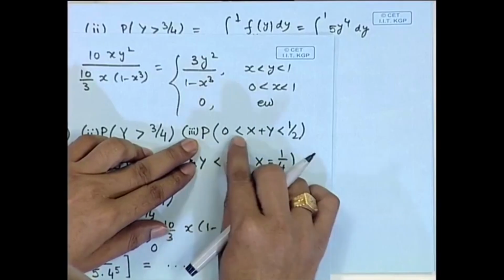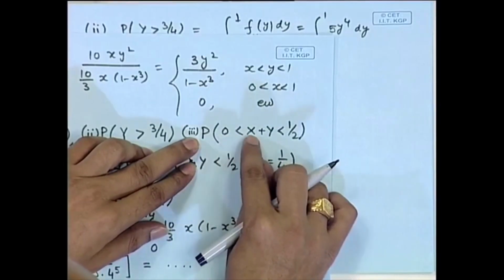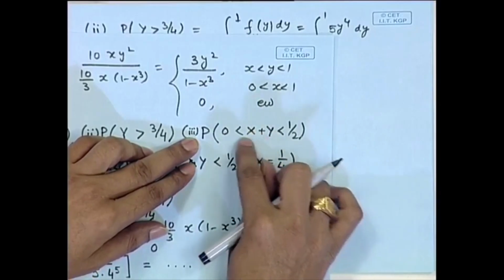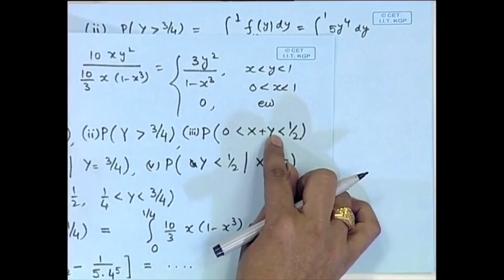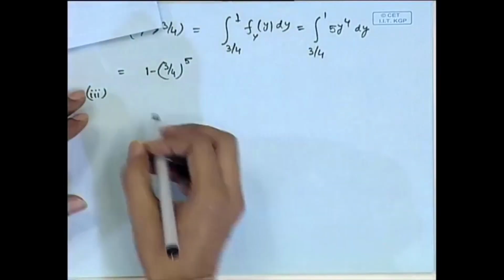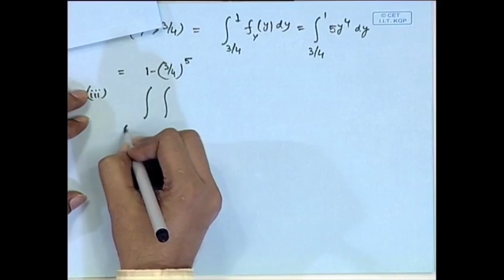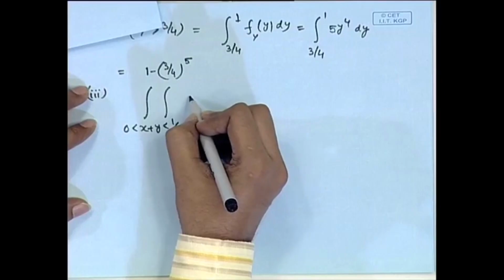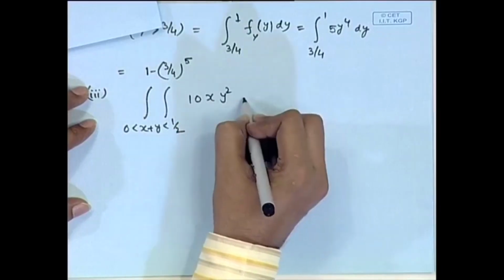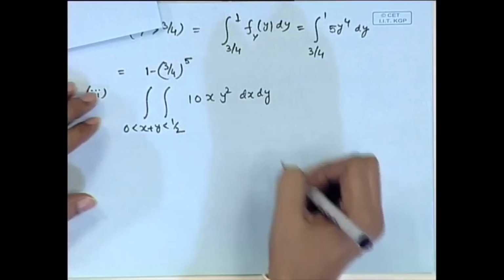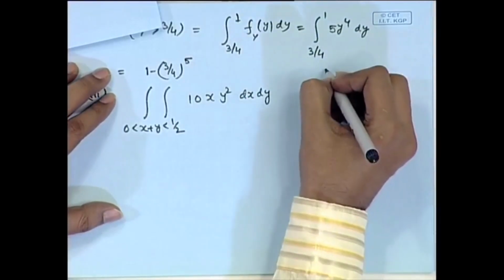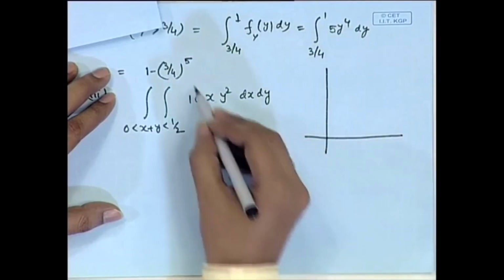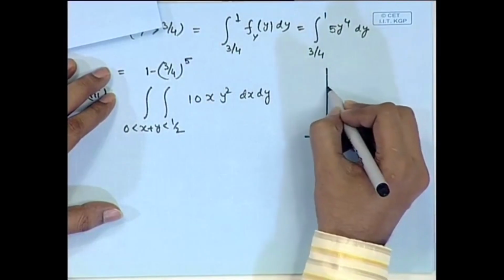If we look at the third problem, here we need a joint probability statement regarding the distributions of x and y. So, this can be calculated from the joint distribution of x and y. So, this is the integral where x plus y lies between 0 to half of 10 x y square dx dy. Of course, this can be dy dx also, depending upon the order in which we integrate. So, let us determine the range of integration.